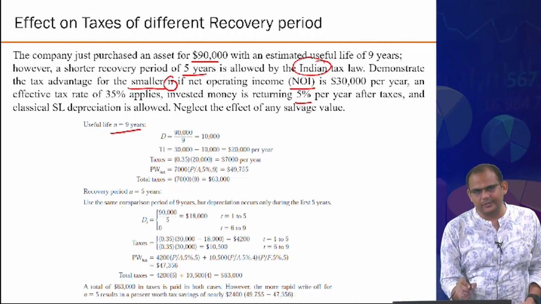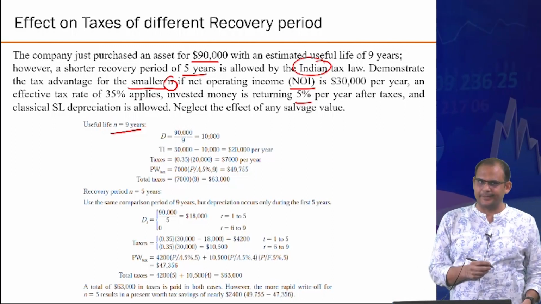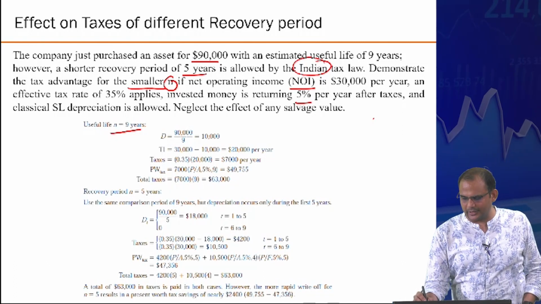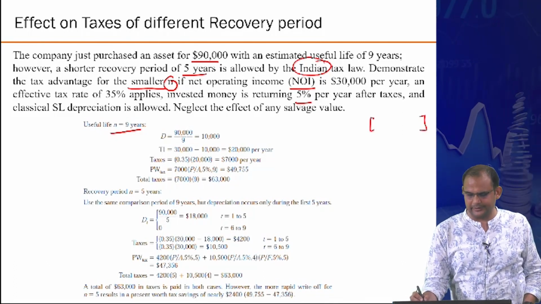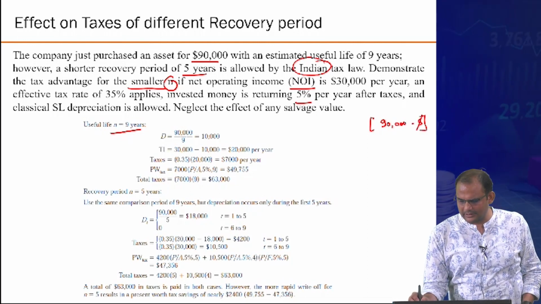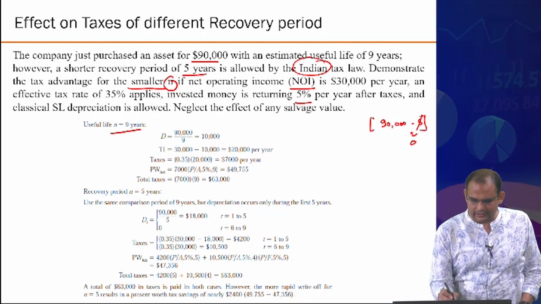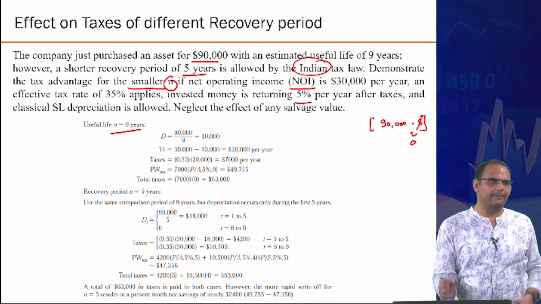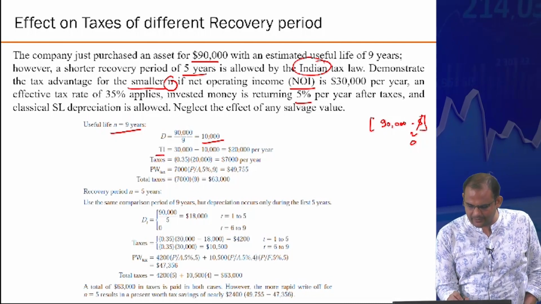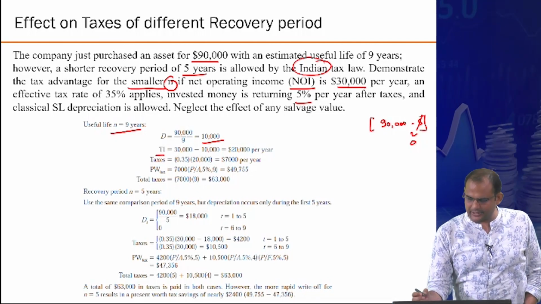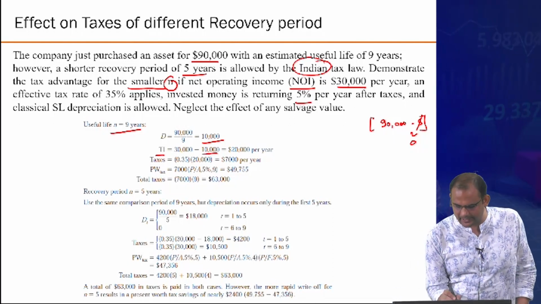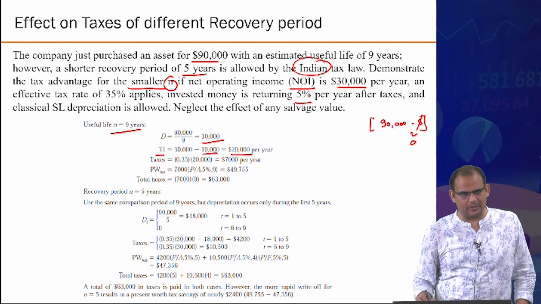So case 1, useful life is 9 years. Your depreciation amount each year is what? The total amount that you need to depreciate is 90,000. No salvage value, salvage value is 0. So 90,000 divided by 9 periods, that becomes 10,000 each year. The taxable income is what? 30,000 is your net operating income minus the depreciation amount of 10,000. So this is 20,000 per year.